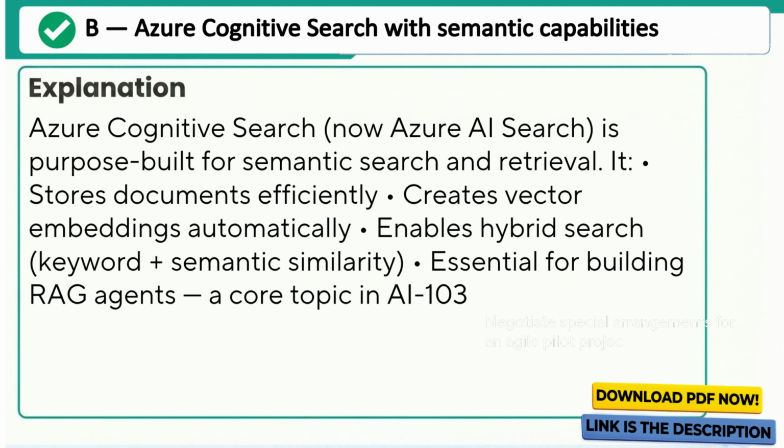Explanation: Azure Cognitive Search, now Azure AI Search, is purpose-built for semantic search and retrieval. It stores documents efficiently, creates vector embeddings automatically, and enables hybrid search, keyword plus semantic similarity. Essential for building RAG agents, a core topic in AI-103.